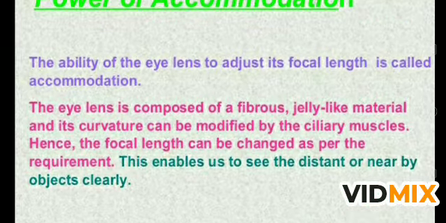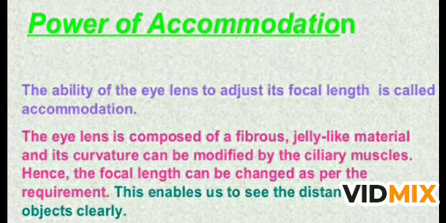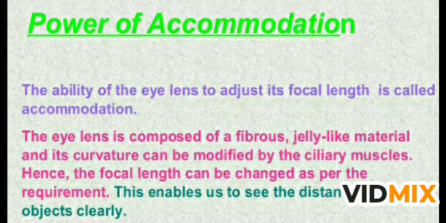Next is power of accommodation, a very important term. The ability of the eye lens to adjust its focal length is called accommodation, and the eye lens is composed of fibrous jelly-like material, and its curvature can be modified by ciliary muscles. If you change the radii of curvature of the lens, you had seen this in the last chapter also, we can change the thinness of the lens, and we can change the focal length of the lens. So by changing the size or shape of the lens, the focal length of the lens can also be changed.